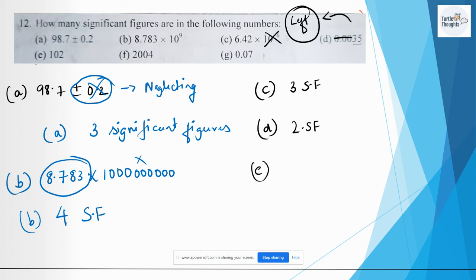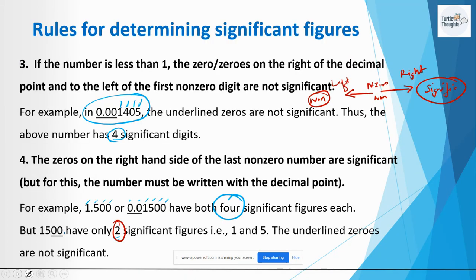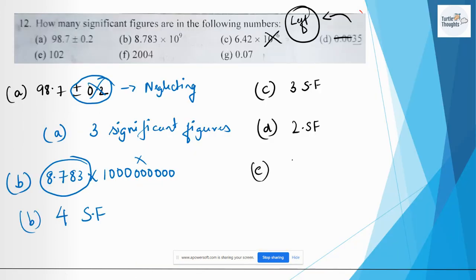Similarly, for your E, 1, 0 and 2. 1 and 2 are non-zero numbers, and 0 is coming in between two non-zero numbers. So from rule number 2, I can say that all three are going to be significant figures. So option E is 3. Next, your F is similar to your E. How many significant figures? Four significant figures. For your G, only one significant figure, because if 0 is coming towards your left of a non-zero number, then it is not significant. So you need not consider these zeros.